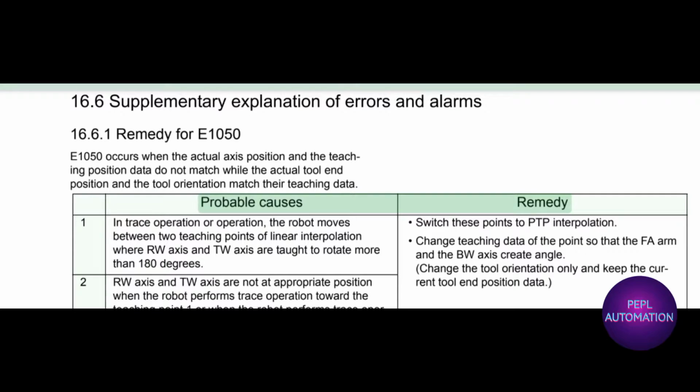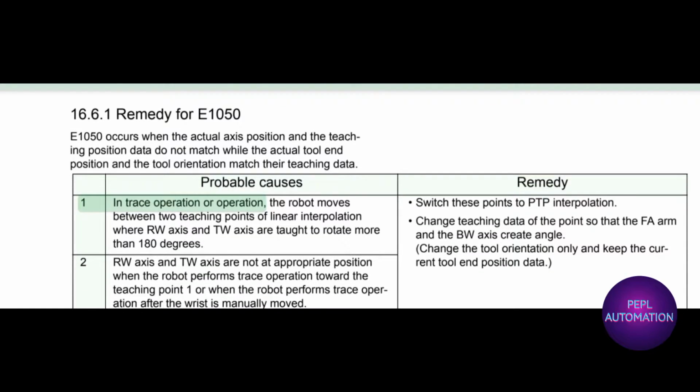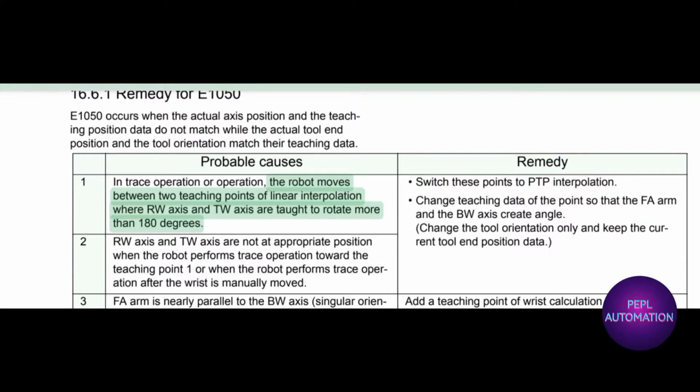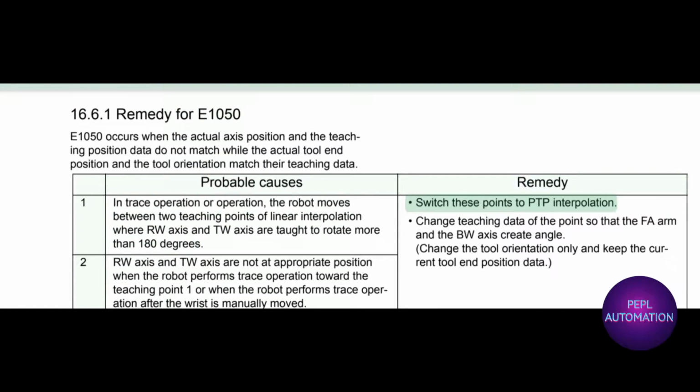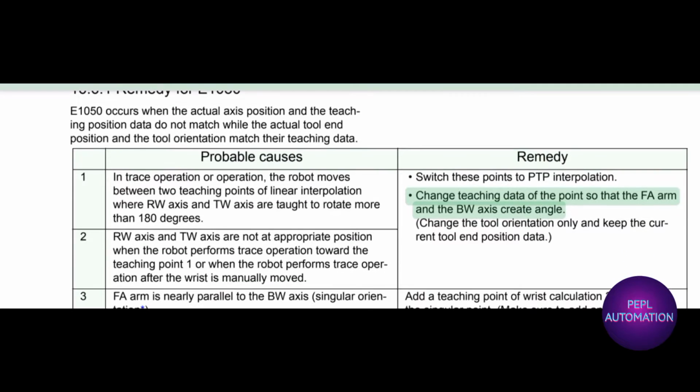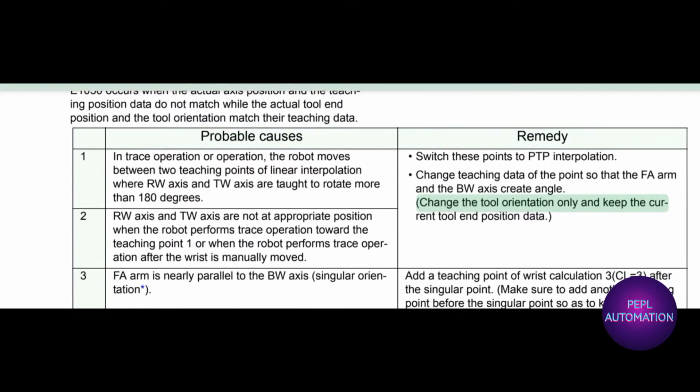Probable causes and remedy. 1. In trace operation or operation, the robot moves between two teaching points of linear interpolation where the R W-axis and T W-axis are taught to rotate more than 180 degrees. Switch these points to PTP interpolation. Change teaching data of the point so that the FA arm and the BW axis create an angle. Change the tool orientation only and keep the current tool end position data.